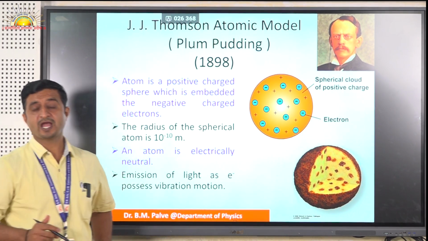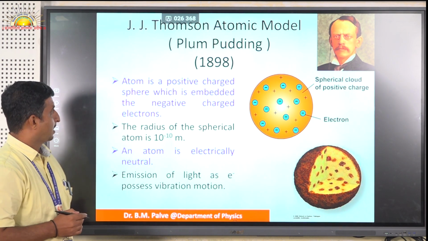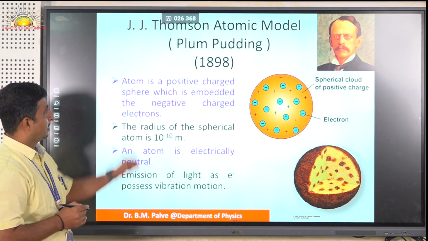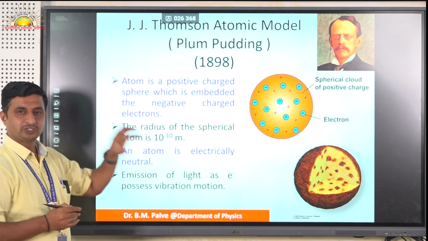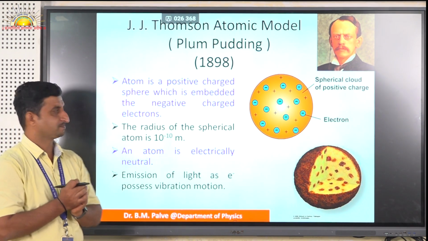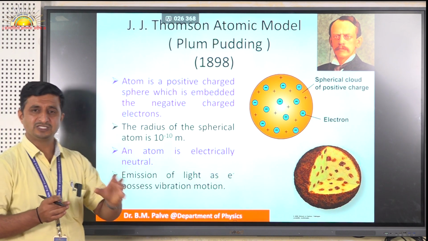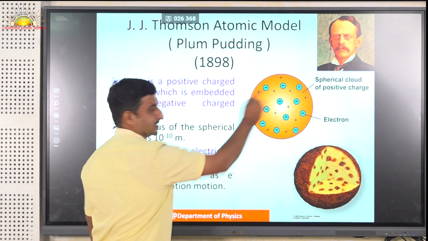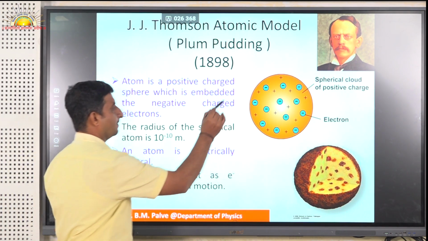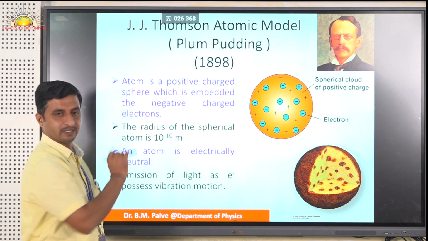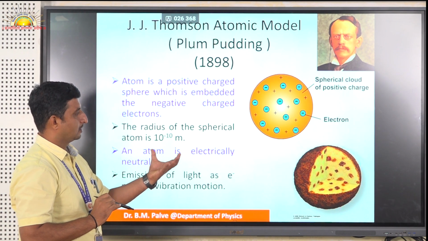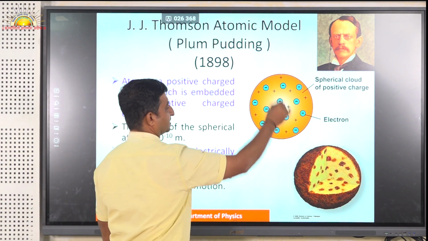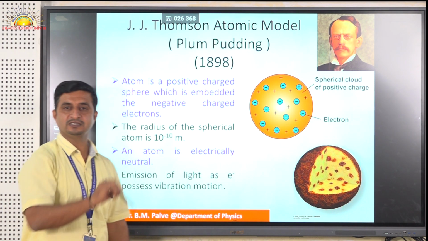Thomson developed an atomic model, and this atomic model is called the plum pudding model. The plum indicates the electrons and the pudding indicates the positive charge. So what is this J.J. Thomson atomic model? The atom is a positively charged sphere, and electrons are embedded inside this sphere. So this is like a plum pudding model, like a watermelon-like structure. This is a positively charged sphere and the electrons are embedded inside the positively charged sphere.